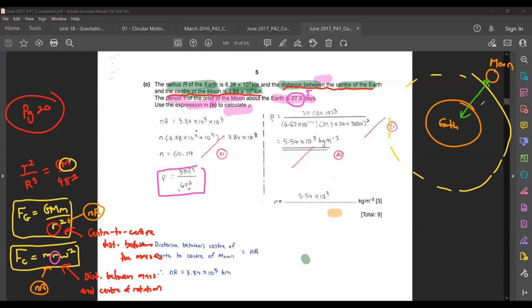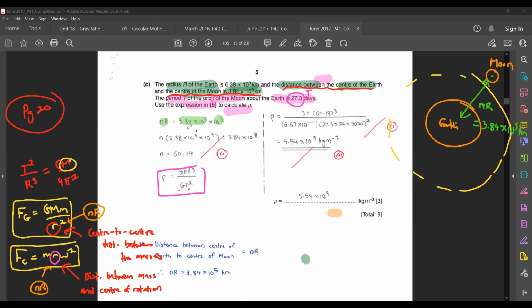This one was NR. If you look back at the previous page, the center-to-center distance between Earth and moon is NR. It is now 3.84 times 10 power 5 kilometer. So you can just say that NR is 3.84 times 10 power 5 kilometer. Remember to change it to meter. That's the reason why you have a 10 power 3 there.